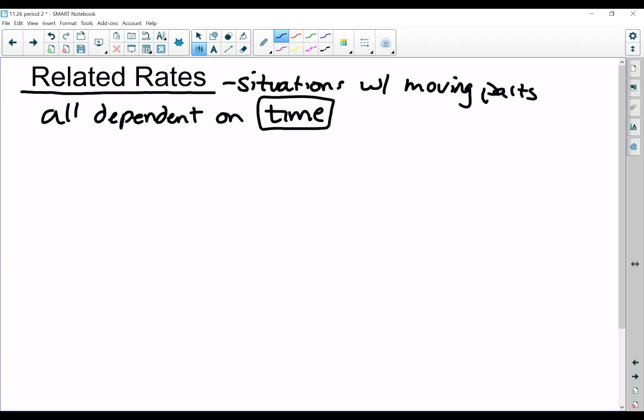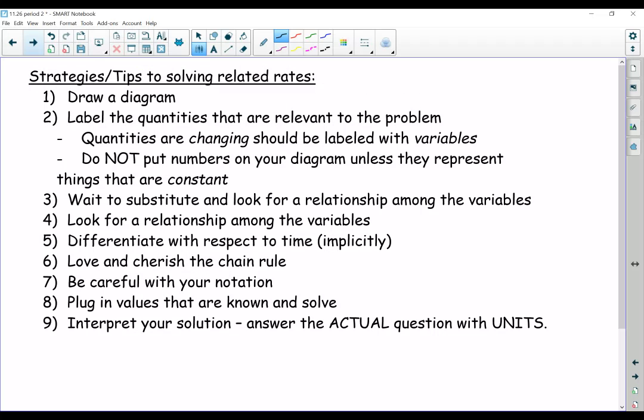Our goal then is, one, I want to be able to figure out one of the rates, and I'm going to do that by writing an equation that relates the rates together. So how are we going to do this? Strategies and tips to solving related rates. One, draw a picture. These are going to be moving things. We're going to be talking about how they change or what their rates are. Draw a diagram. Label that diagram with things that are relevant to the problem.